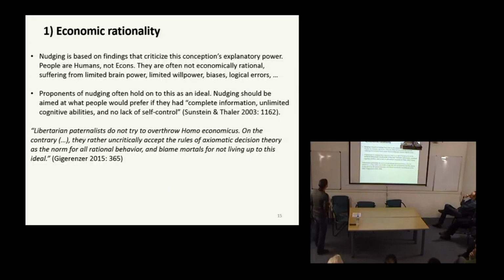So nudging should be aimed at what people would prefer if they had complete information, unlimited cognitive abilities, and so on. That's keeping homo economicus not as a descriptive model, but as something of an ideal. And then mortals, we can blame mortals for not living up to this ideal, but we can also use nudging techniques to steer them in that direction.